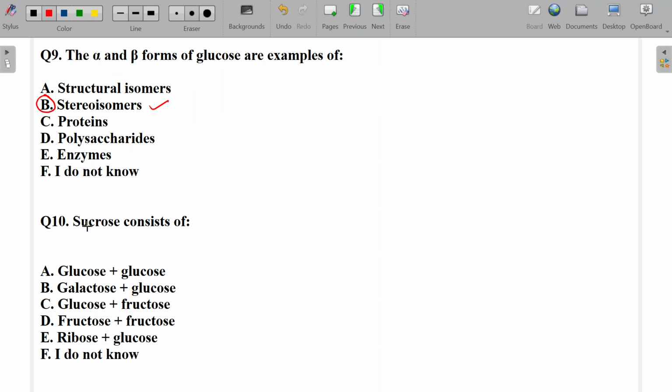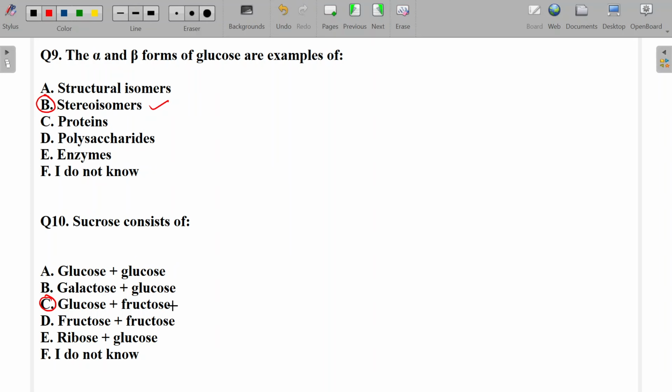Question 10. Sucrose consists of A. glucose plus glucose, B. galactose and glucose, C. glucose and fructose, D. fructose and fructose, E. ribose and glucose, F. I do not know. Glucose and fructose. Yes, it is glucose and fructose.